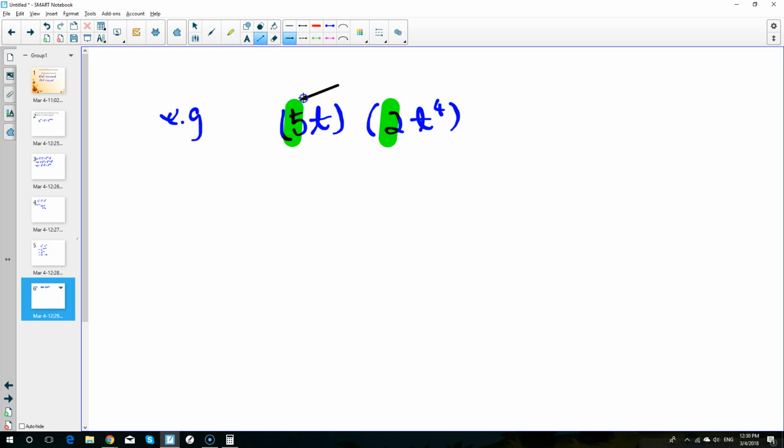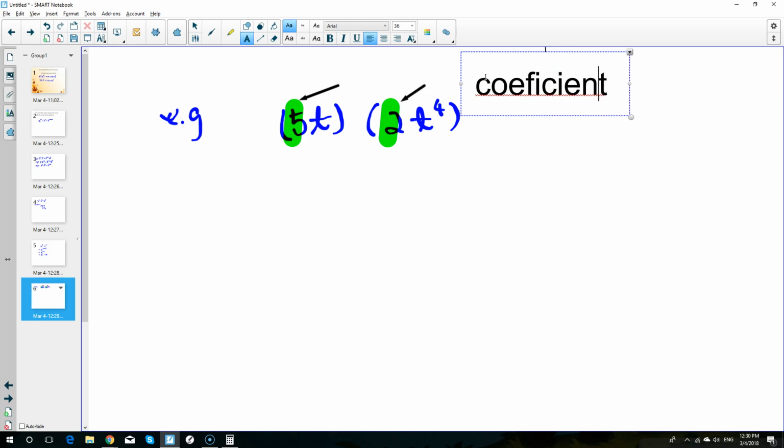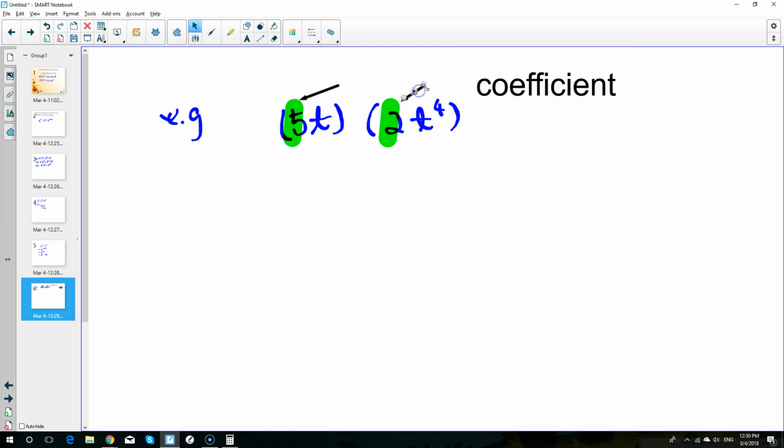Let me do this. Oh, I can't spell. E-F-F-I-C-I-E-N-T, sorry. So, we actually have a name for these two numbers. Anything in front of your variable, we just call them coefficients. So if we want to refer to that, we are just multiplying the coefficients together.